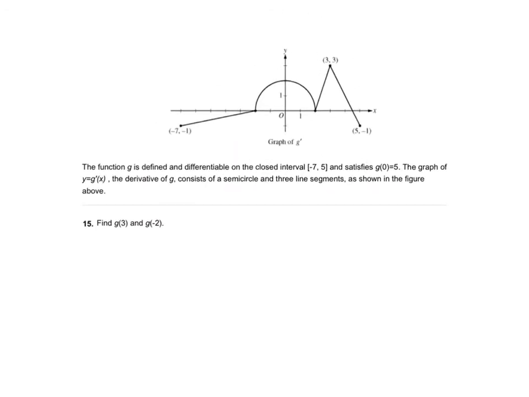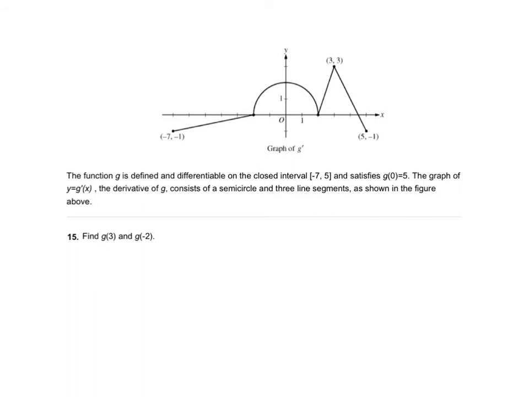Okay, this next one, they give a graph of g prime, and they say the function g is defined and differentiable on the closed interval from -7 to 5 and satisfies g of 0 equals 5. The graph of g prime of x, the derivative of g, consists of a semicircle and 3 line segments as shown. Okay, find g of 3 and find g of -2.